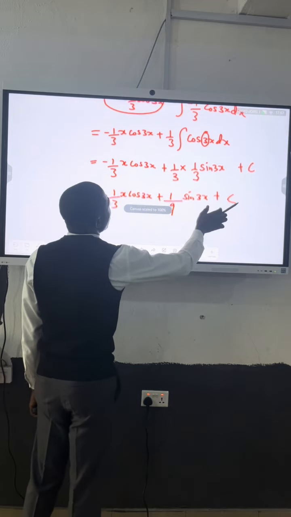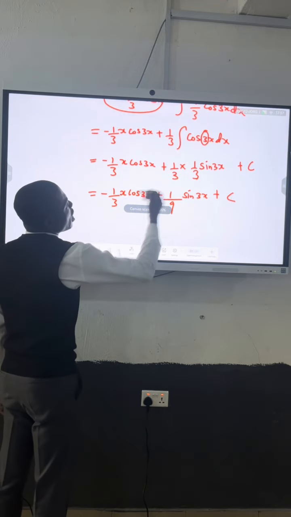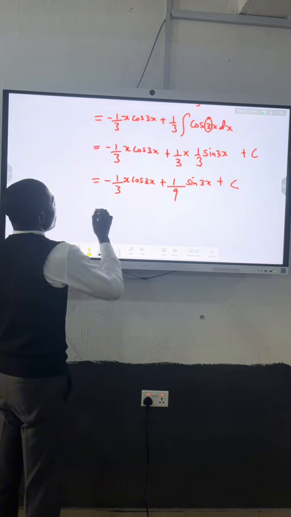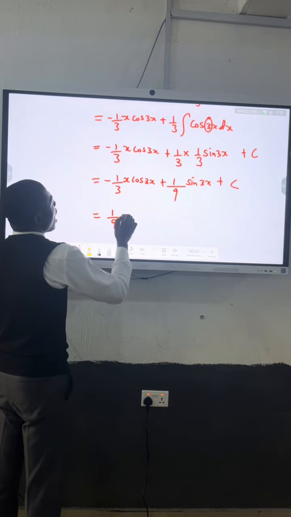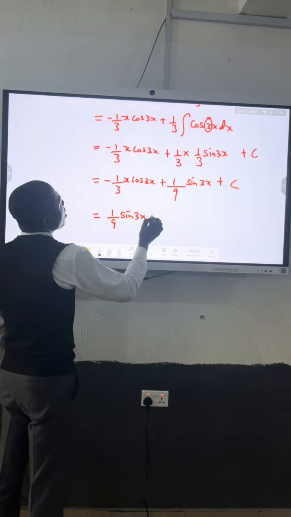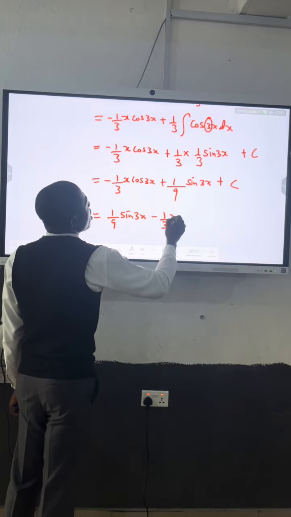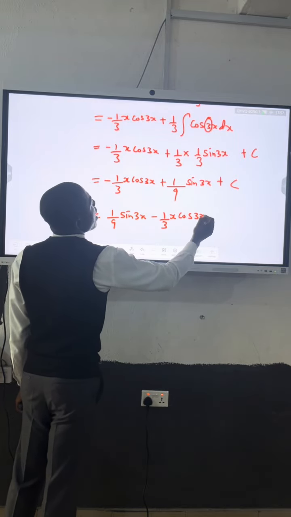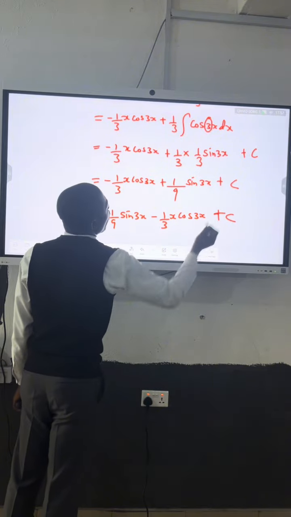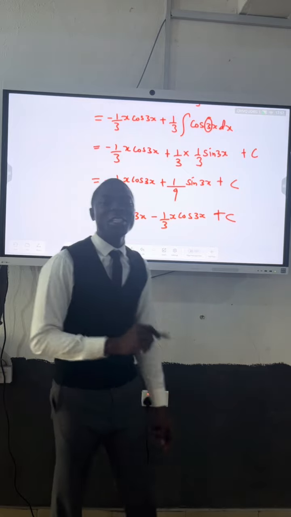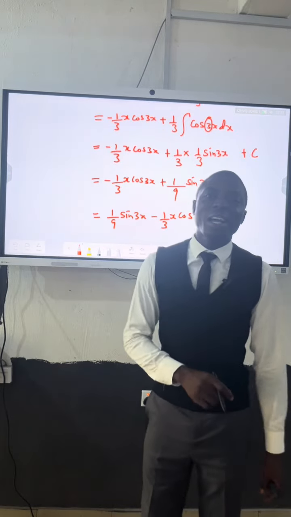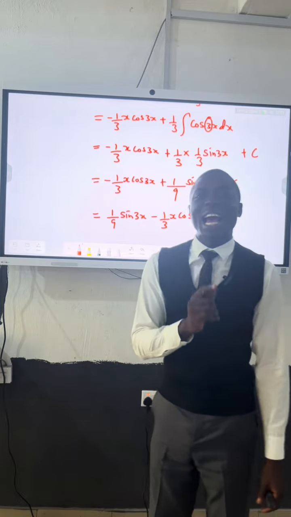If you want, you can rewrite your answer this way by bringing this one first. What I mean is this: you can have it as 1 over 9 sine 3x, and then negative 1 over 3 x cos 3x plus a constant of integration. So the job is done. I hope you are still there and you are attentive.